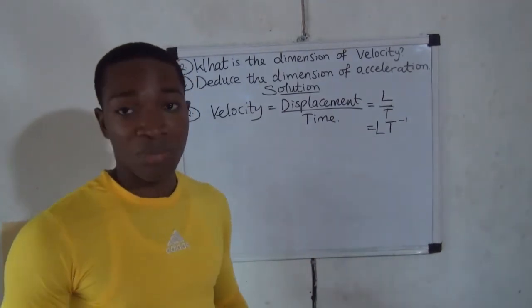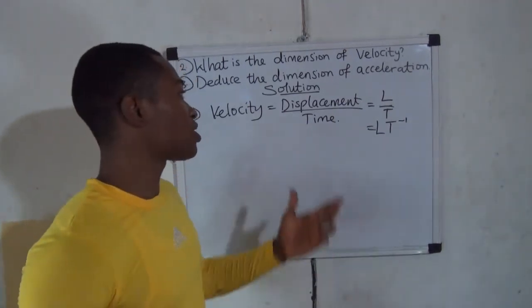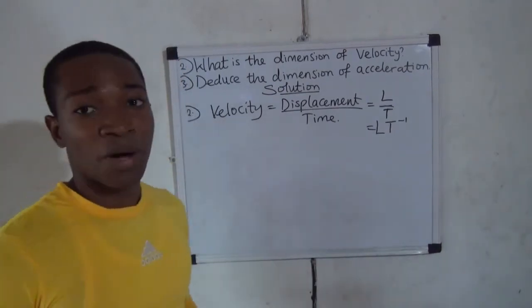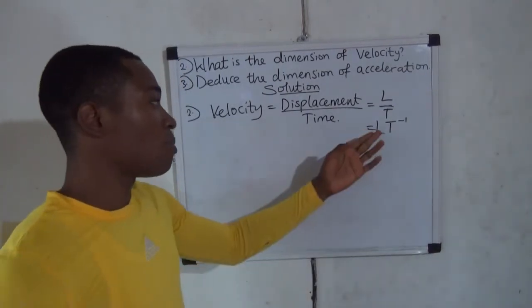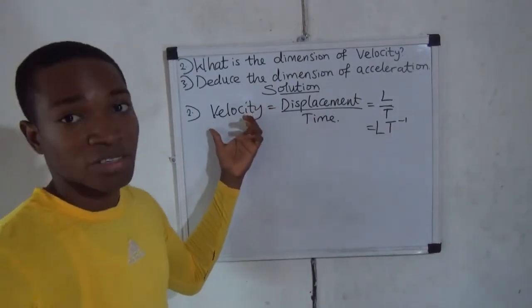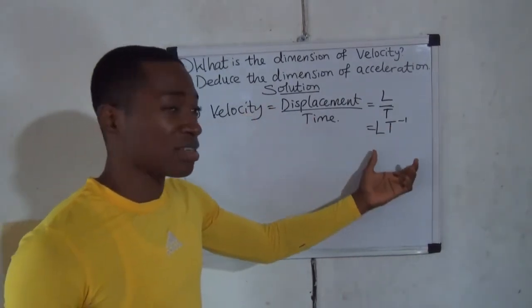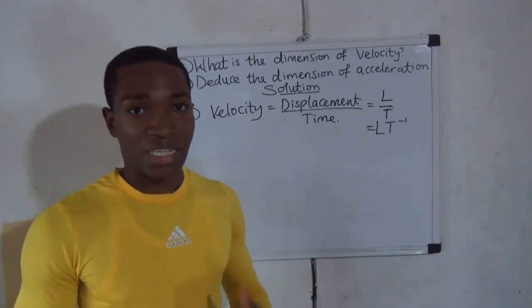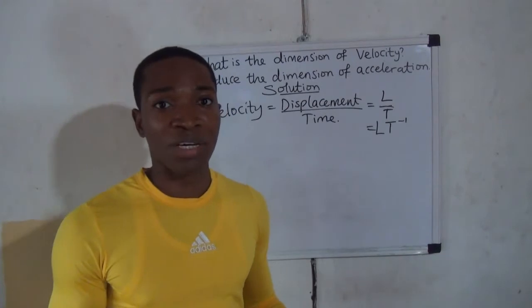So that is dimensional analysis, to know the physical quantities that must be combined to get this particular quantity. We combine length and time to get velocity. When you divide length by time, we get velocity. That is our objective during dimensional analysis or dimensioning.